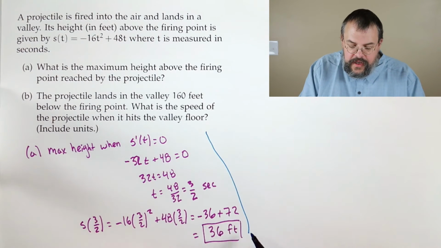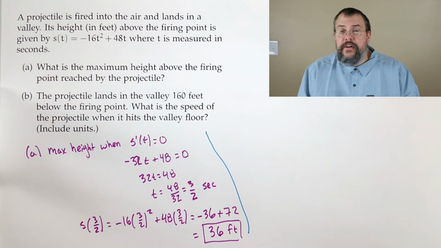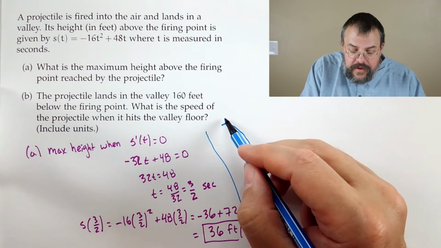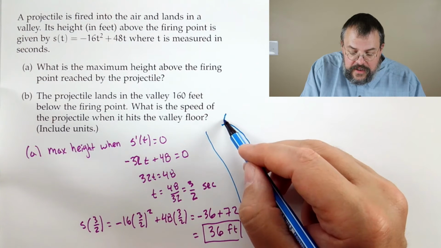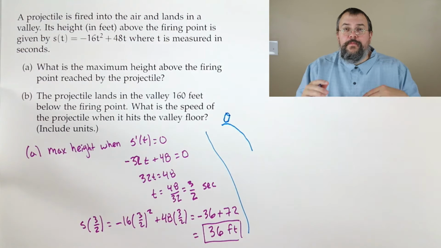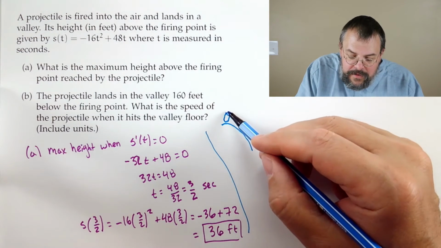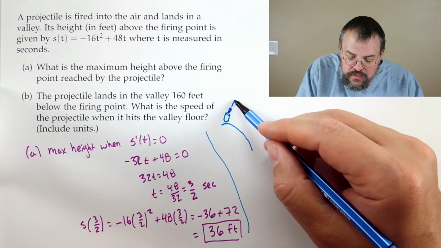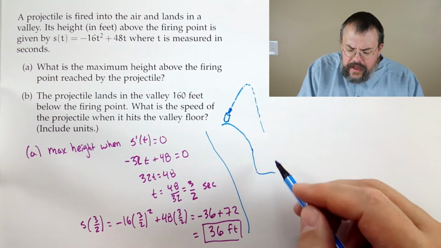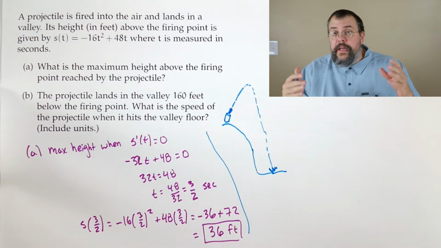All right. Now there's a second part, part B. It's going to land in the valley 160 feet below the firing point. So what we should really think of is we have this projectile fired, and so there's something firing a projectile. Maybe it's like one of those little t-shirt cannons that they use to shoot shirts into a crowd at games. And so what happens? Well, we have our thing, it's being fired, and then it goes all the way down, and it lands down here. And something happens when it hits. There's an impact.